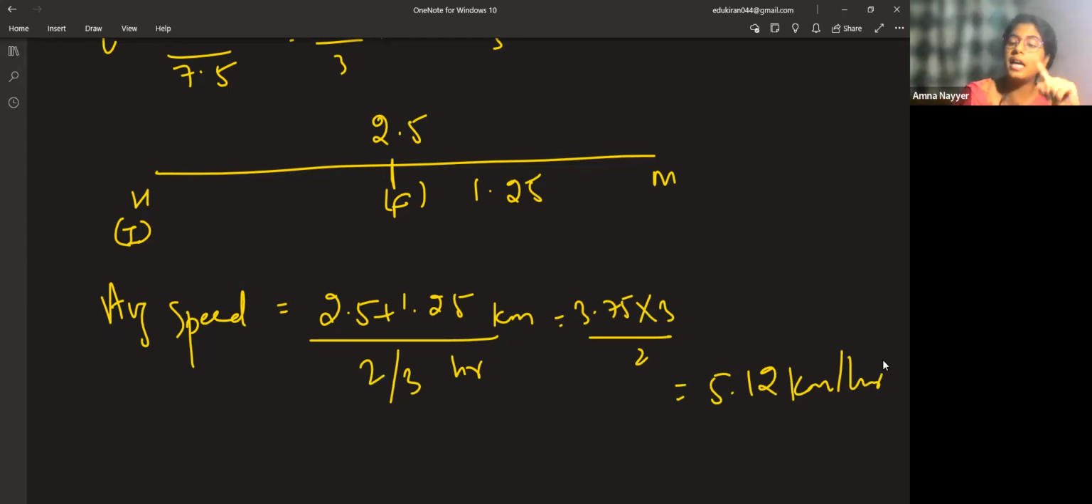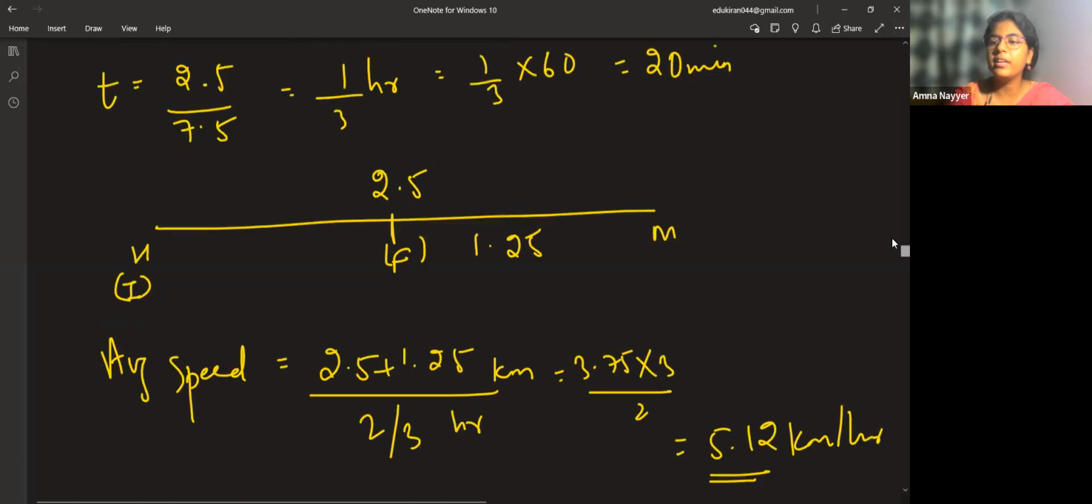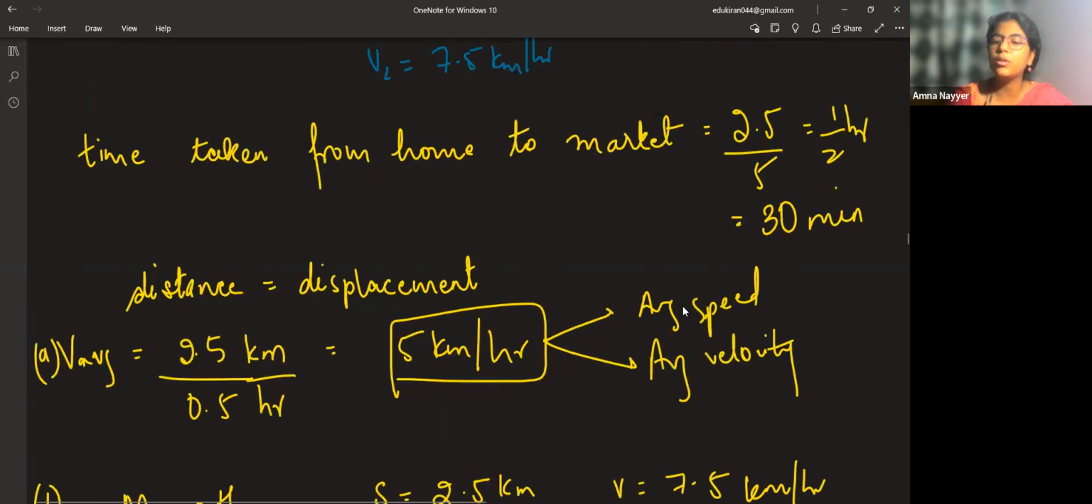Will the same be the average velocity, Abdul? I couldn't hear you. I'm asking, average speed came out to be this. Will average velocity be this same quantity? No, ma'am. Why? Reason? In the previous part, when we were solving part A, we had taken average speed and average velocity as the same, 5 kilometers per hour. Why not this? Why not 5.12?